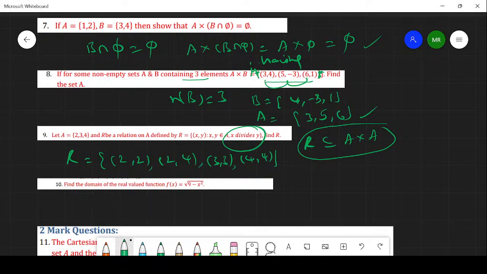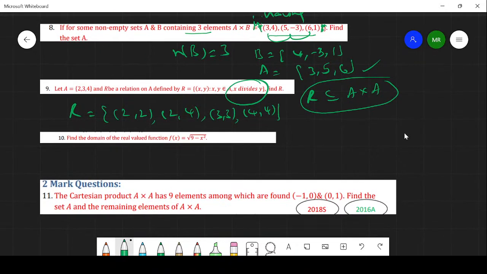Find the domain of the real valued function. Sometimes for the same question they ask for 2 marks, domain and range, both they may ask. When they ask to find the domain of the real valued function, you have root of 9 minus x square. What does domain mean here? For what values does this function hold? What values can I substitute here?